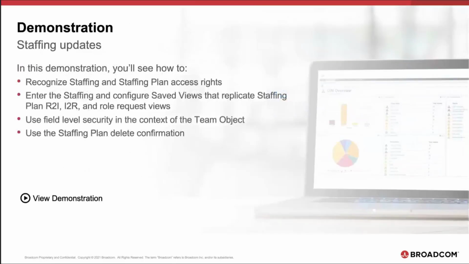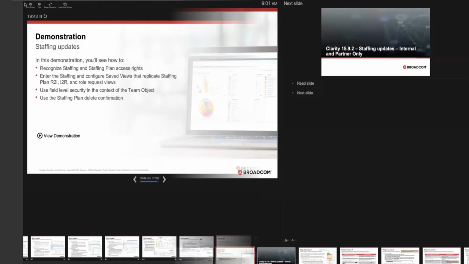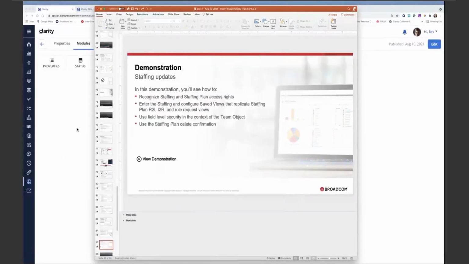All right, so let's get to the demo. Let's look at the access rights needed for staffing and staffing plan. We're going to use some saved views to replicate R to I, I to R, and role requests. We'll use the field level security in the context of the team object, and then last we'll wrap it up with the update to the staffing plan on the user experience improvement for deleting allocations. So I'm going to move out of PowerPoint, end show, and come back to the product.